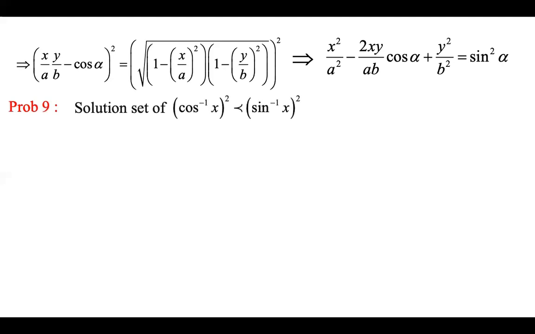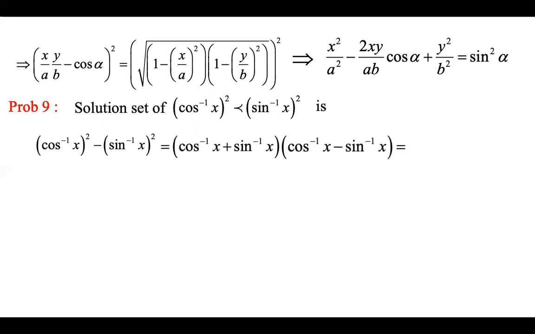Then problem number 9: the solution set of cos inverse x whole square less than sin inverse x whole square. This part we want to solve. So here you bring that sin inverse x whole square to this side. Cos inverse x whole square minus sin inverse x whole square is a square minus b square form, which is a plus b into a minus b form. But you observe that cos inverse x plus sin inverse x is always pi by 2. That is a constant.